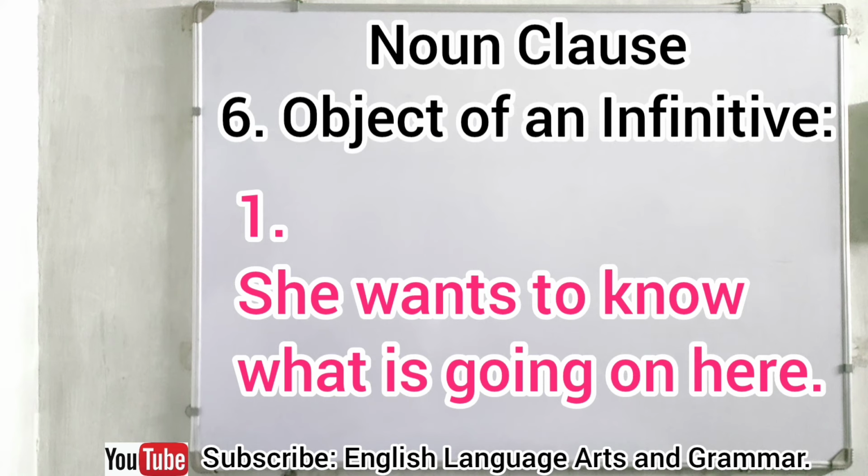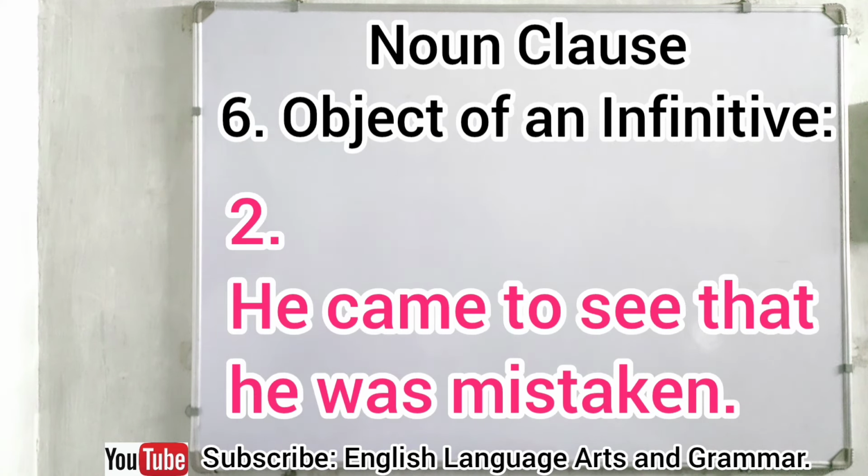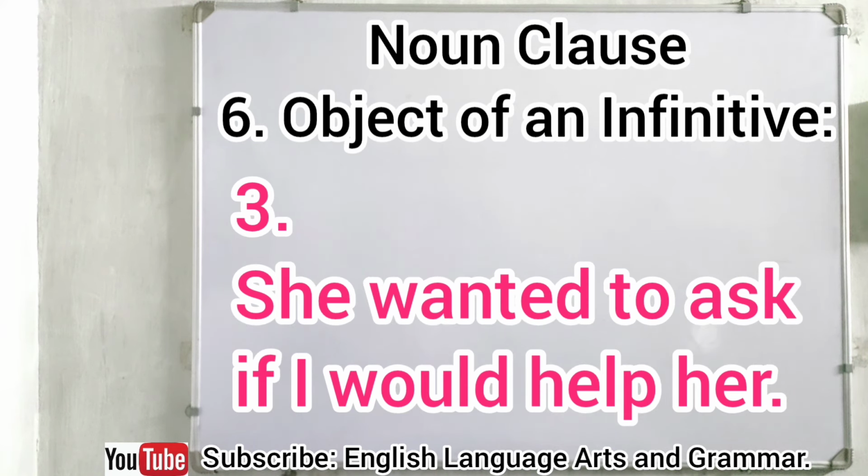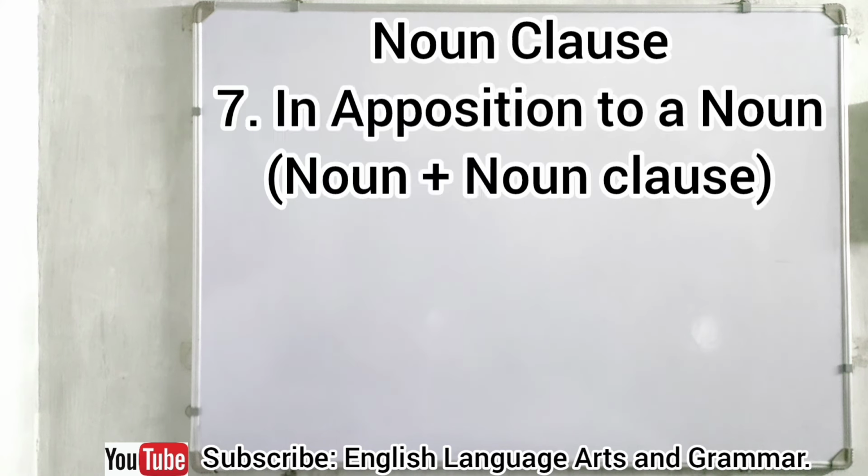Example 1. She wants to know what is going on here. Example 2. He came to see that he was mistaken. Example 3. She wanted to ask if I would help her. Let us learn some examples in opposition to a noun, means noun plus a noun clause.